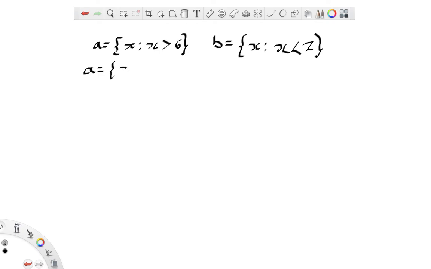What's that? Well, the integers greater than 6, so 7, 8, 9, and so on. What is the set B? Well, it's the integers less than 2. So 1, 0, minus 1, and so on.